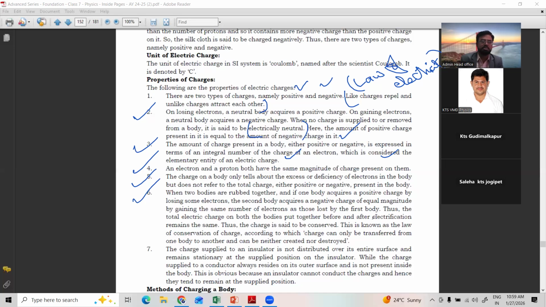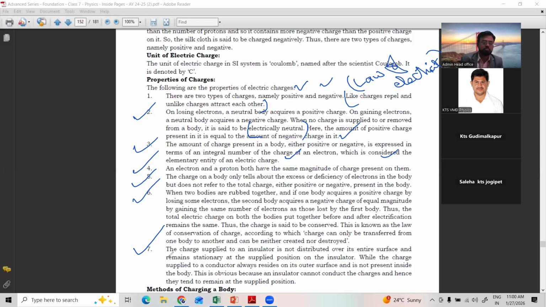Thus, the total charge on both the bodies put together before and after electrification remains the same. Thus, the charge is said to be conserved. This is known as the law of conservation of charge. So there is no loss of charge. The only thing is one body is gaining charge, the other body is losing charge. According to the law of conservation of charge, charge can only be transferred from one body to another and can neither be created nor destroyed, just like energy, right?